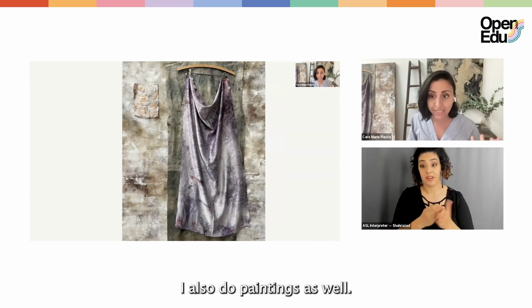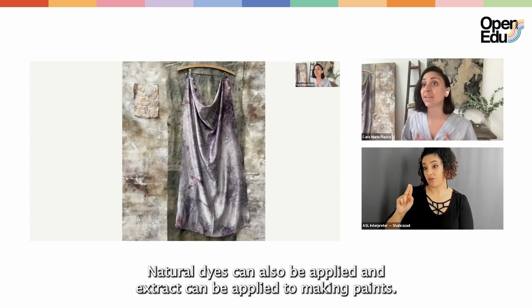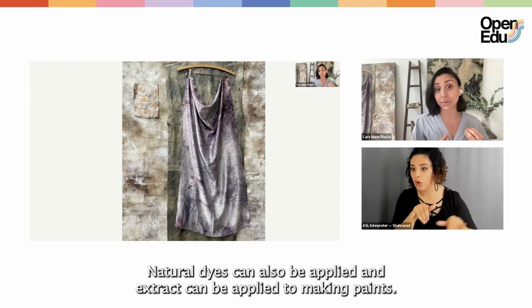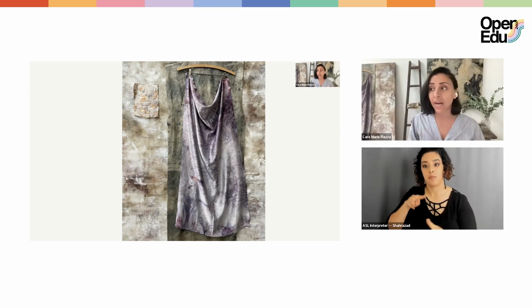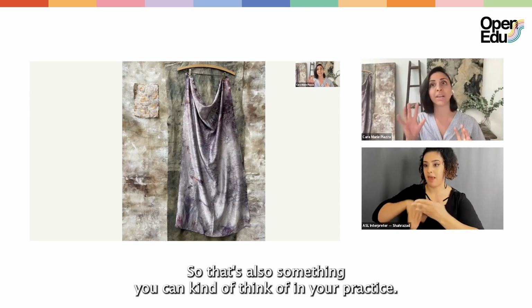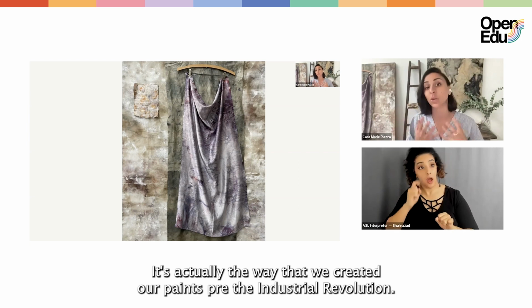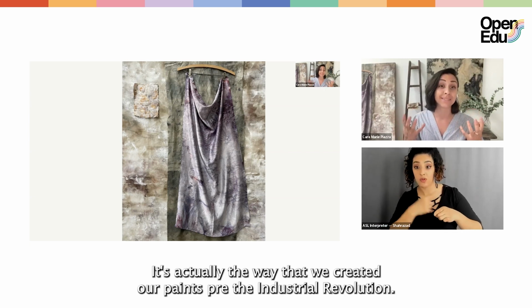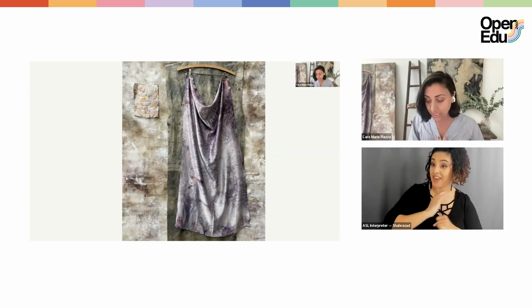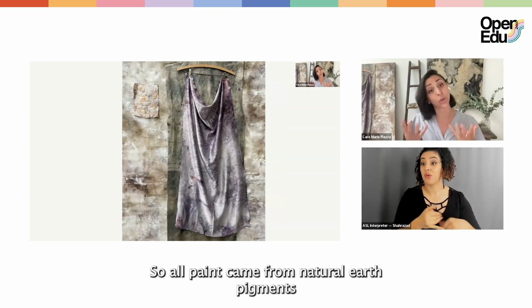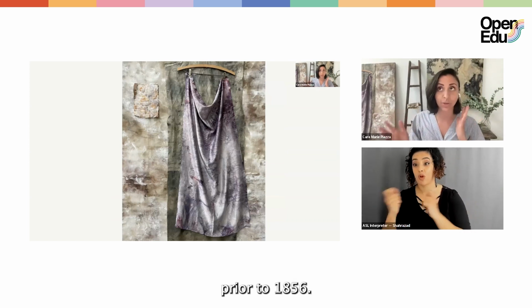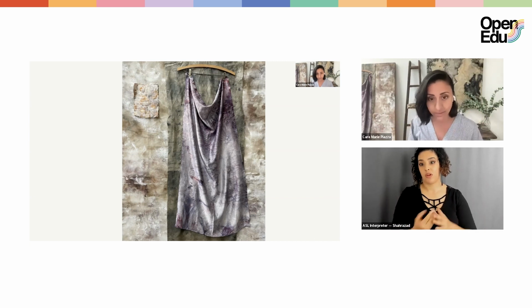I also do paintings as well. Natural dyes can also be applied, and extracts can be applied to making paint. So that's also something you can kind of think of in your practice. It's actually the way that we created our paints pre the Industrial Revolution. So all paint came from natural earth pigments prior to 1856.